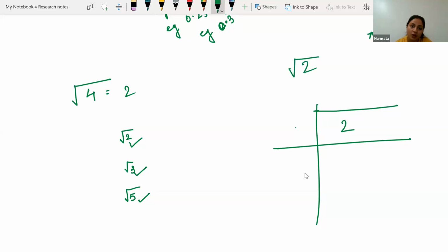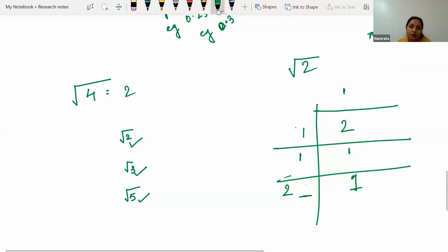The long division method you already know. First of all, we take 1 times 1. Whatever we have taken here, we need to take here, and the result is 2 here. 2 minus 1 is 1 only. Now we must write something over here, and we don't have any number. So, the decimal number is the square root.